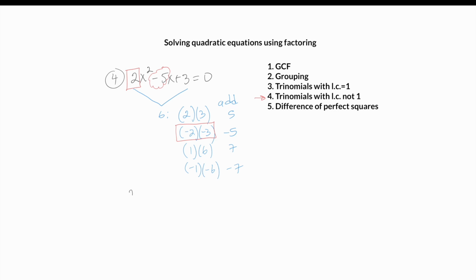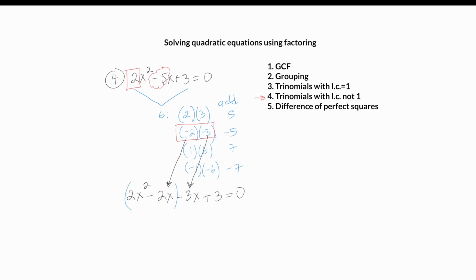Here we go, we will rewrite my problem as 2x squared minus 2x, that's these two right here, minus 3x, that's this 3 right here, and plus 3 still equal to 0. All I did was I removed the negative 5 from the middle. This negative 5 is no longer in my problem. I replaced it with the negative 2 and the negative 3. Now I have 4 terms and I am ready to factor using grouping.